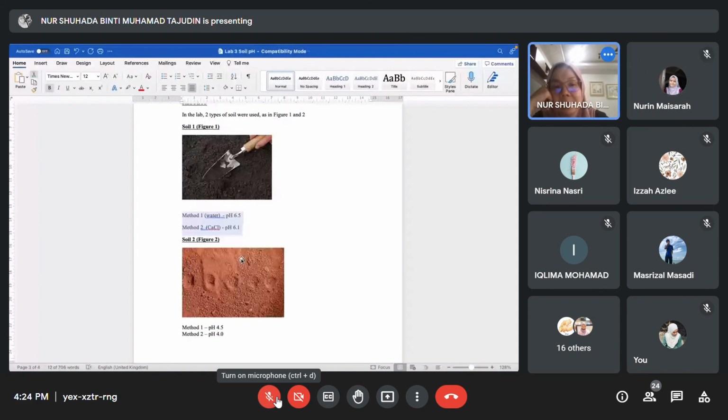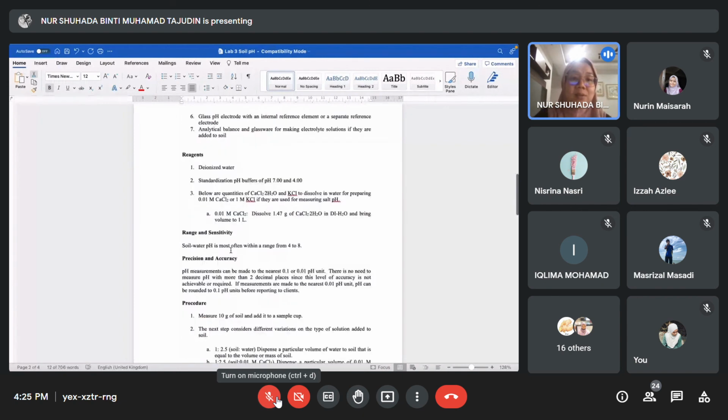Macam tu je. First, you have to compare between the two soils. The objectives dia. Okay, patah balik. You have to compare why these two methods have different readings, which the answer is already answered by Nurin. Okay, sebab calcium has replaced the H plus at the exchangeable site, CEC site. But the water cannot do what calcium chloride does, because water doesn't have calcium. That's why if you use potassium also can. Sebab tu dekat atas ni, my other method is you use 1 molar potassium chloride. But I did not use this, but you can use this in the lab.